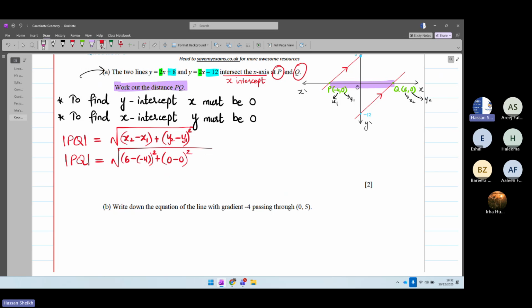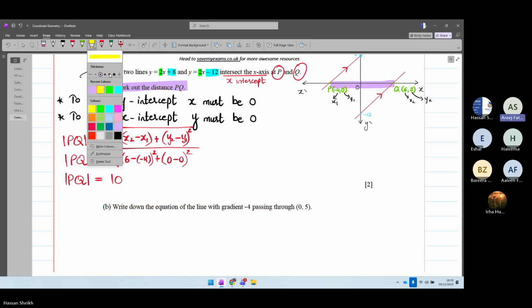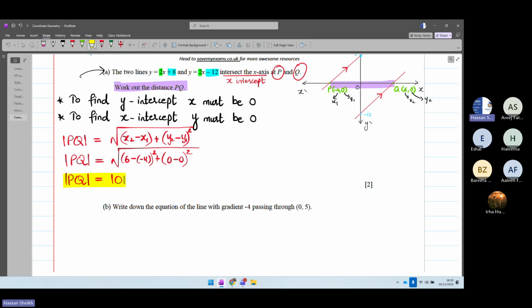Do you understand why the y coordinates are 0? Because it is a horizontal line. Horizontal lines do not have a change in y. It's just a run. The purple shaded portion on the graph is just a run. So 6 minus minus 4 is 6 plus 4, which is 10. 10 squared is 100. 100 under root is 10.